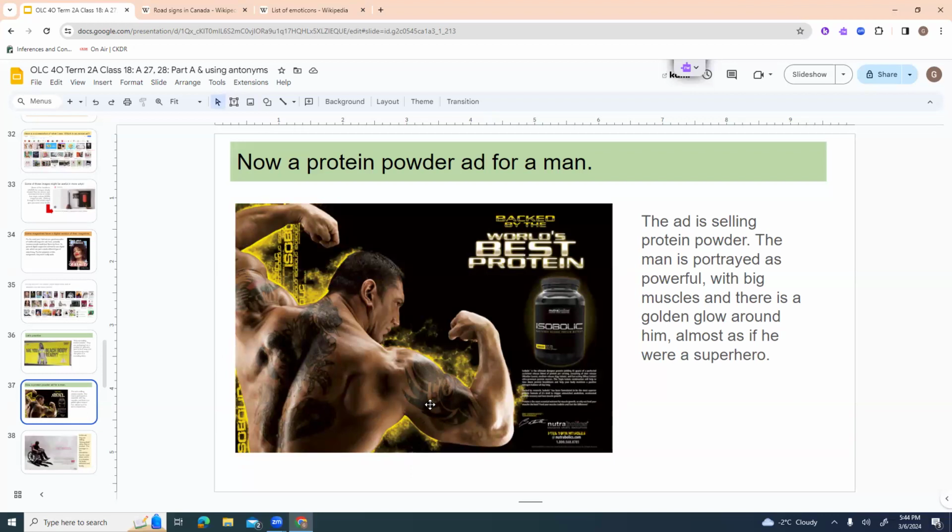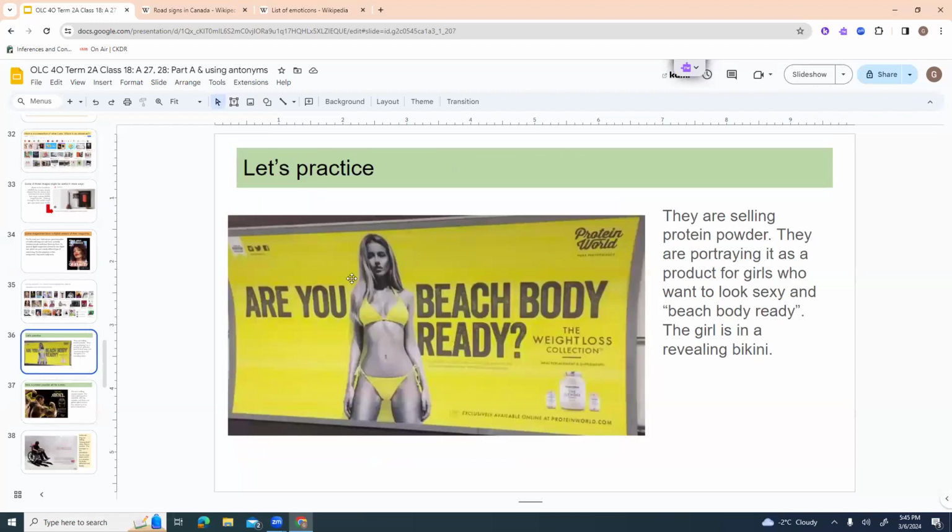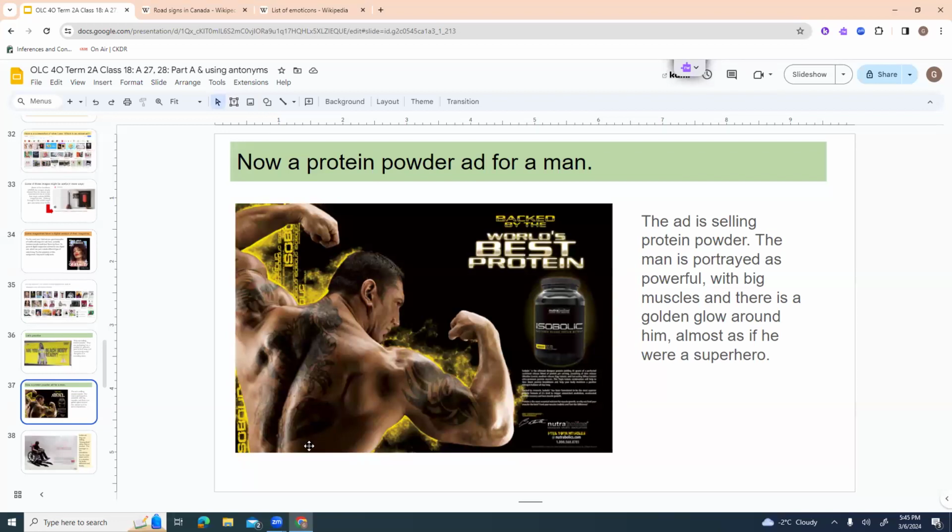So he's being portrayed as super powerful. These two protein powder ads are geared for totally different markets, clearly, right? They don't feel that a guy is going to buy protein powder looking at this. By the same token, they don't feel that a girl is going to look like this and go, yeah, I want to look like that. Having said that, there are obviously some girls who do want to look like this, who do bodybuilding. But in general, they're targeting a certain type of audience and they're tailoring their ad towards that.